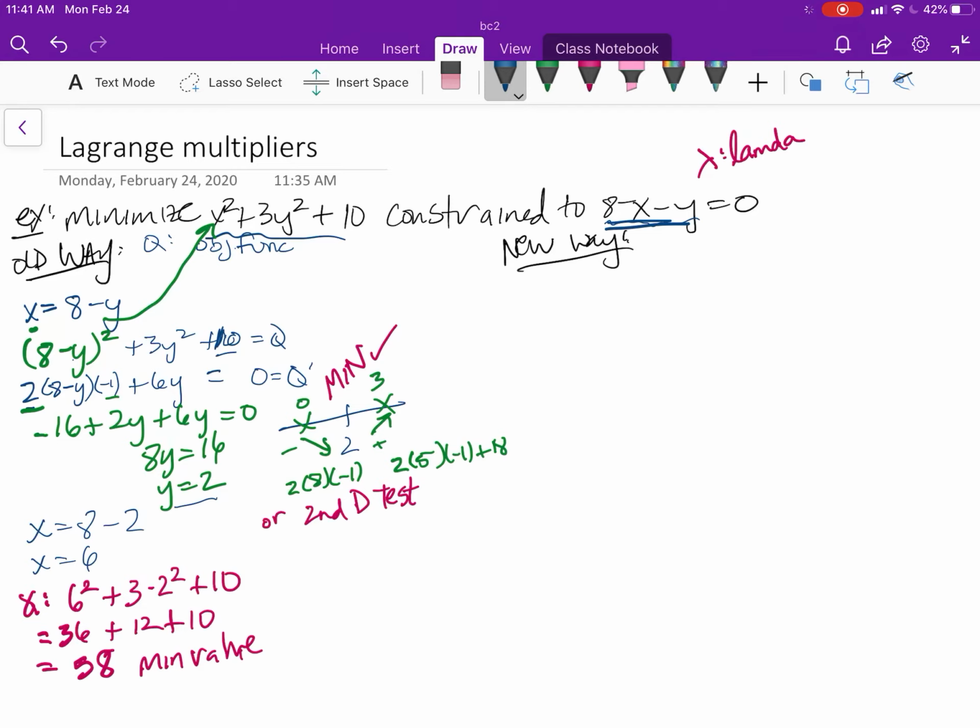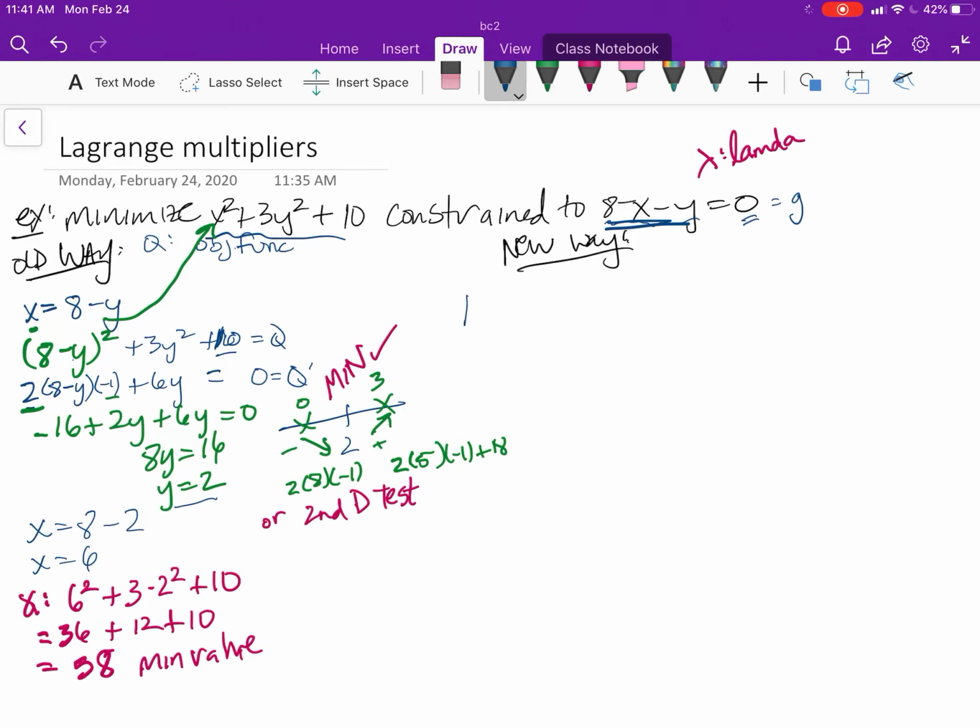Here's how it works. First off, we call this constraint G, and we need to make sure it equals 0, which it does. Okay. If not, make it equal to 0, and then go about it.